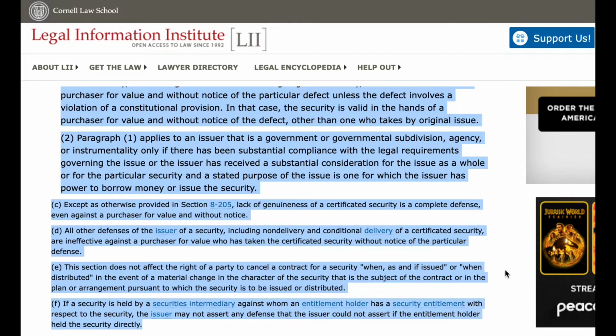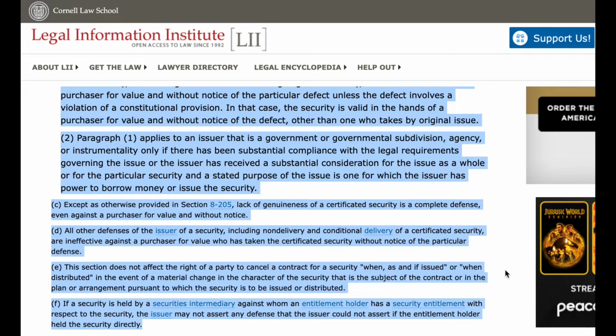C. Except as otherwise provided in Section 8-205, lack of genuineness of a certificated security is a complete defense, even against a purchaser for value and without notice. D. All other defenses of the issuer of a security, including non-delivery and conditional delivery of a certificated security, are ineffective against a purchaser for value who has taken the certificated security without notice of the particular defense.